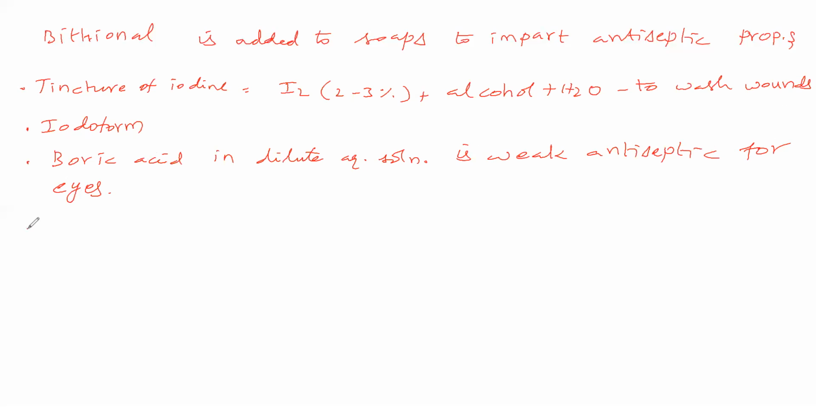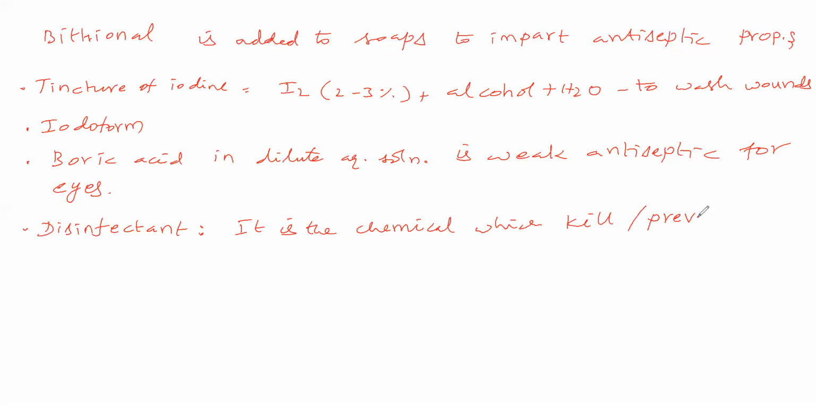Next we will see disinfectants. Antiseptics are over. Now we are going for disinfectants. This is also to kill or prevent the growth of microorganisms. A disinfectant is a chemical used for killing or preventing the growth of microorganisms.